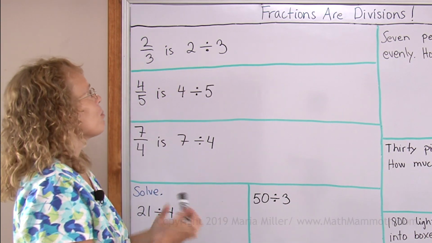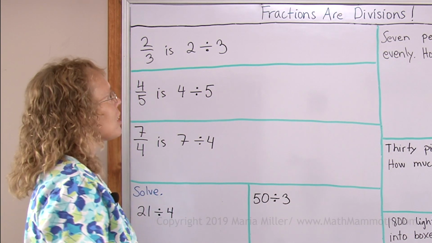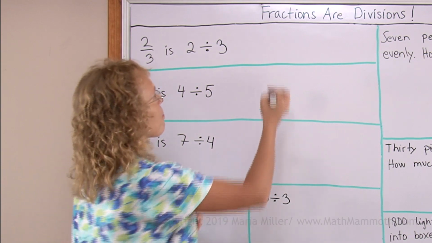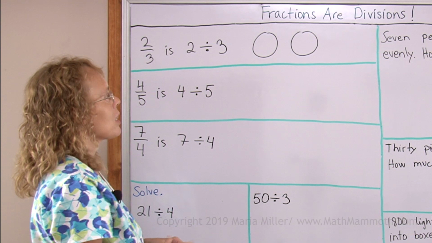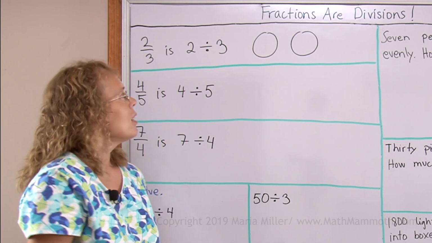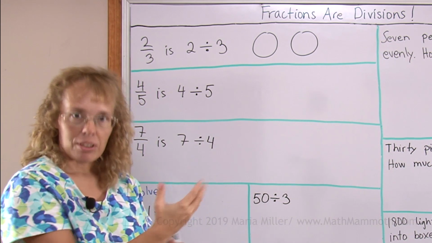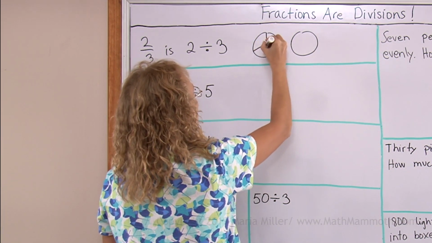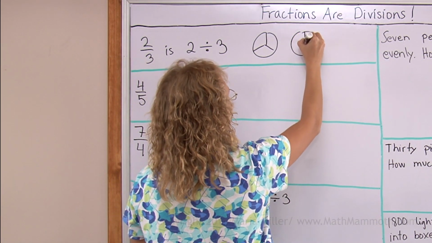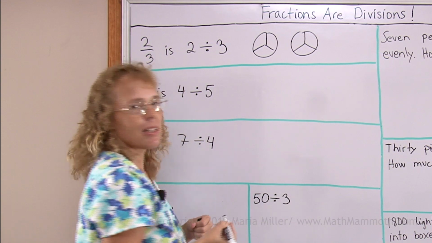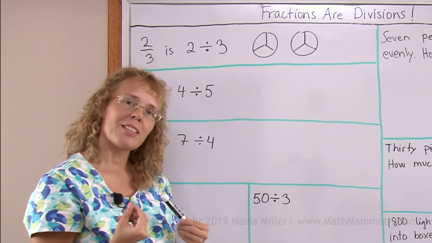2 divided by 3 would mean that you have 2 of something, and 3 people want to share that equally, right? So let's draw 2 pies. And there's 3 people eating, so what do we do? We cannot just give everybody 1 pie. But I can take the first pie and divide it equally between 3 people. Everybody will get 1 slice from that pie. And then I take the second pie and divide that also equally, and everybody will get another slice from that pie. So how much will each person get?